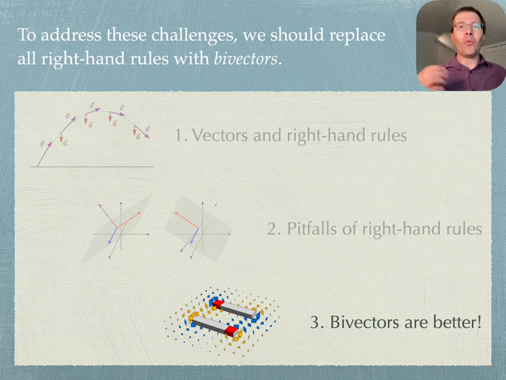All right, where do I go with this? How do we make things better? This is where my claim is that we can address all of these challenges by replacing every right-hand rule and cross product in physics with instead a concept called bivectors.